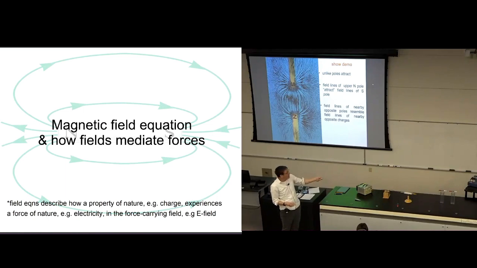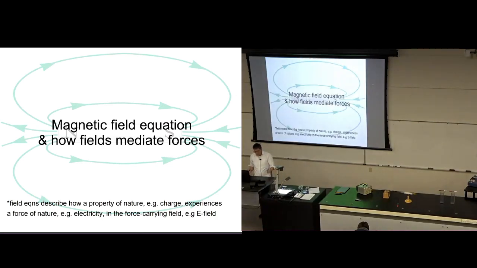Okay. Want to move on to the magnetic field equation. The magnetic field equation is going to tell us exactly how magnetic fields carry magnetic forces. It's like the electric field equation, which tells you exactly how electric fields convey electric forces. More generally, we talked about the electric field equation, and we're about to talk about the magnetic field equation. There's also a gravitational field equation.